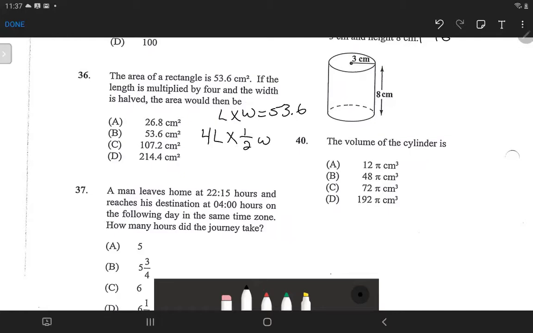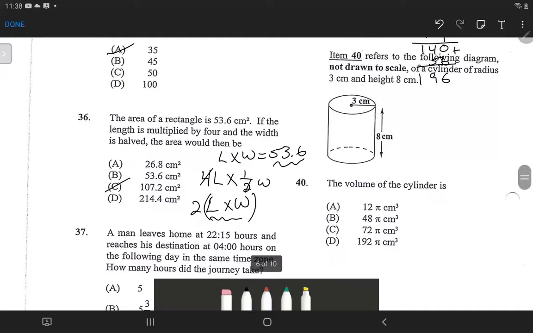And they want to know what will the new area be. So notice that we can cancel down a few things. So we'll get 2L multiplied by W. And recall that multiplication is associative, so we could put the brackets here. And we know what this L times W is. It's exactly this 53.6 up here. So we only need to multiply the 53.6 by 2. So 53.6 multiplied by 2 is 107.2.